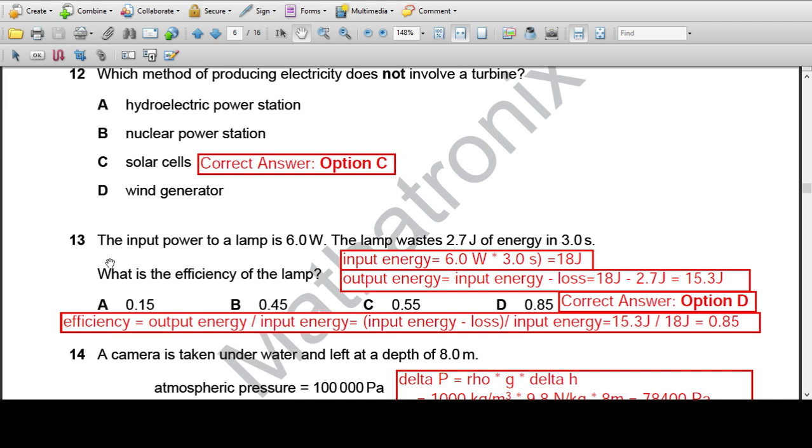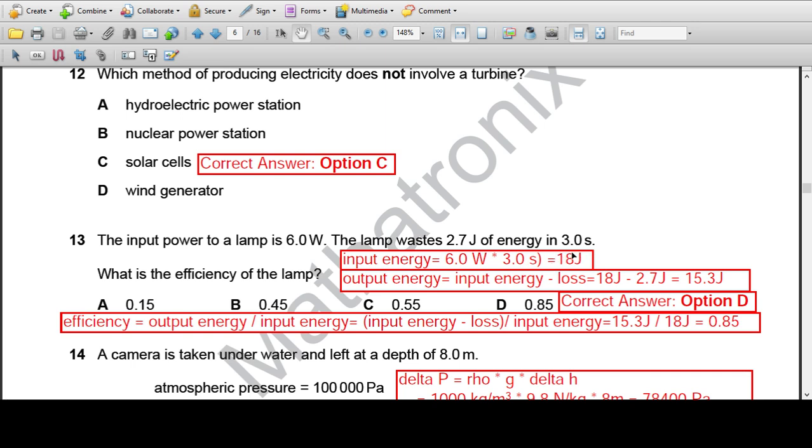Question number 13. The input power to a lamp is 6 watts. The lamp wastes 2.7 joules of energy in 3 seconds. In 3 seconds, the waste is 2.7 joules. So what is the efficiency of the lamp? Efficiency is obtained as output energy divided by input energy. So the input energy for 3 seconds, 6 watts times 3 seconds, is equal to 18 joules.